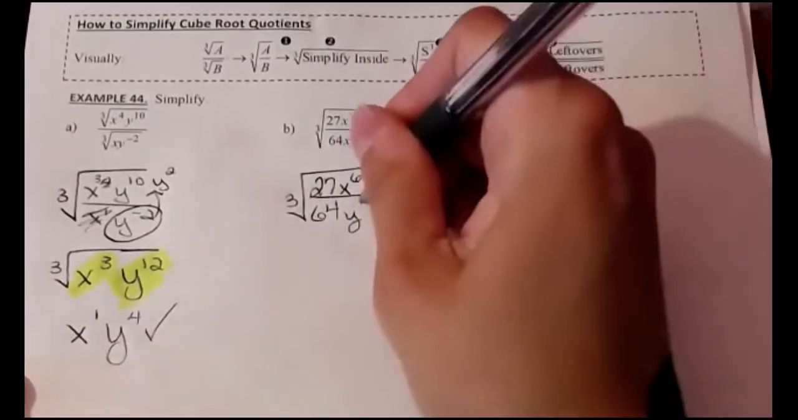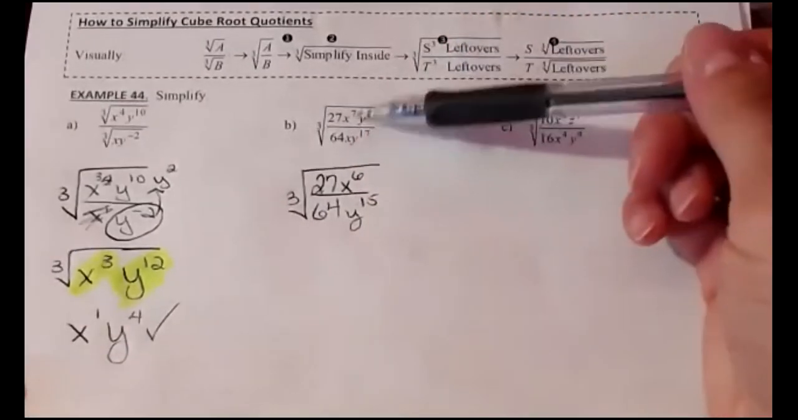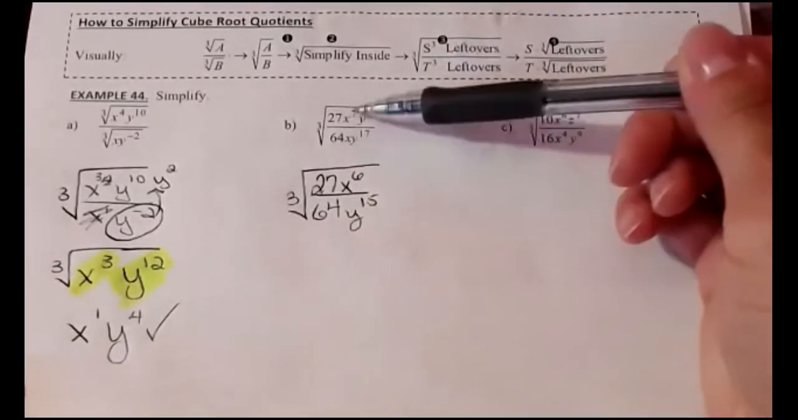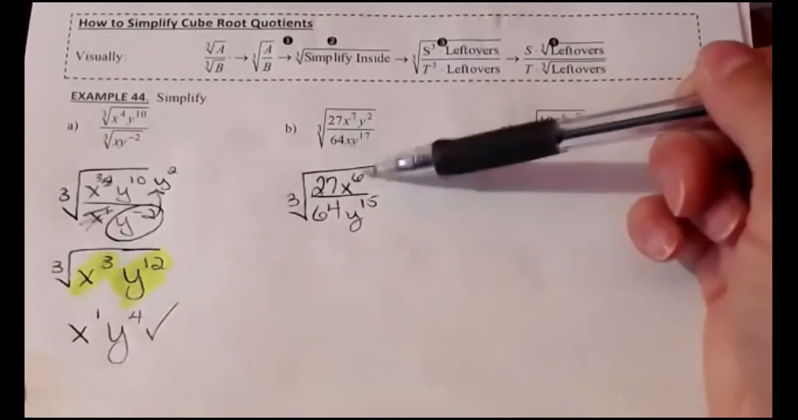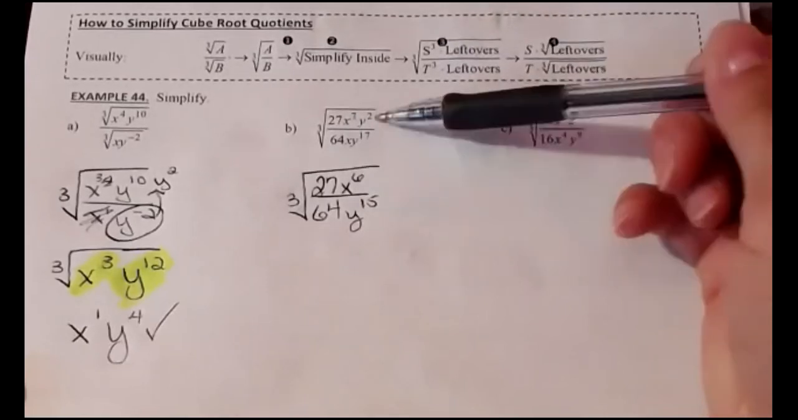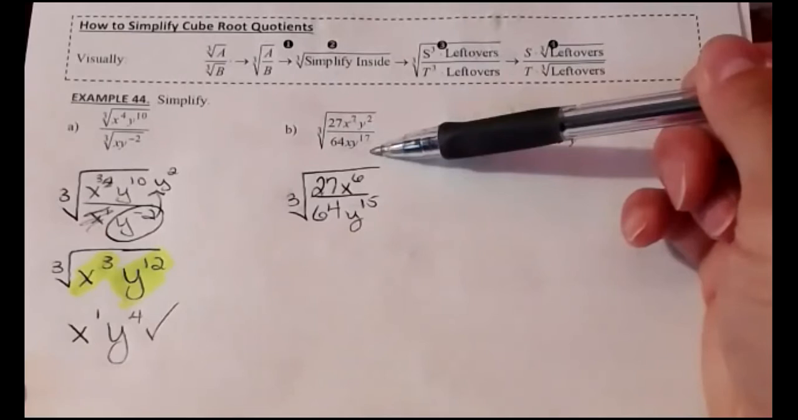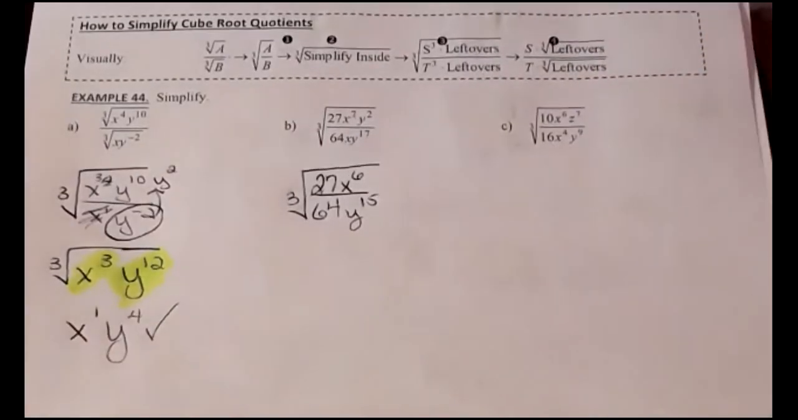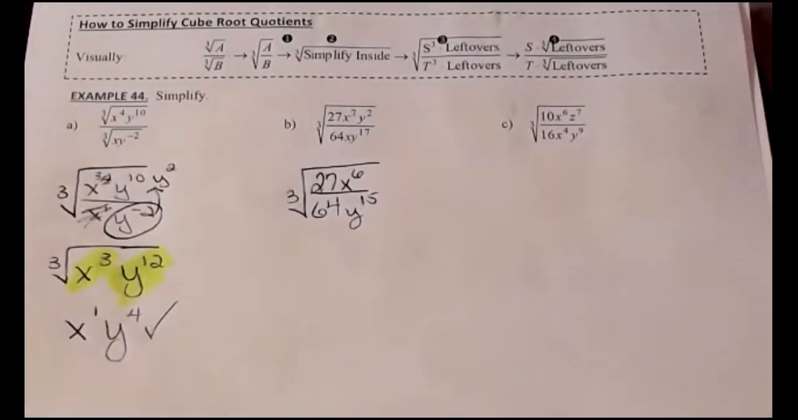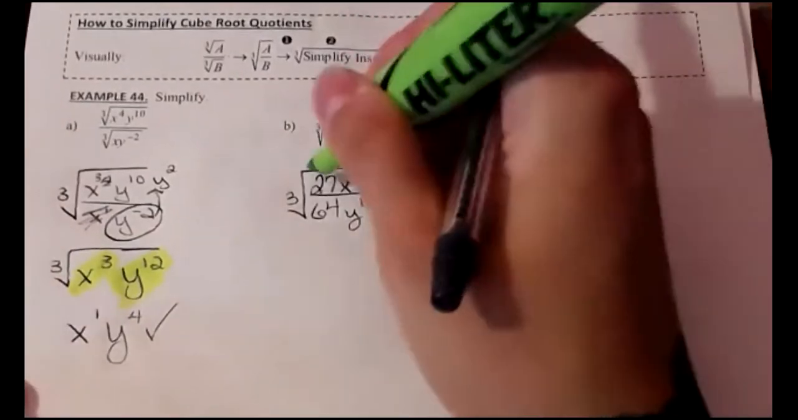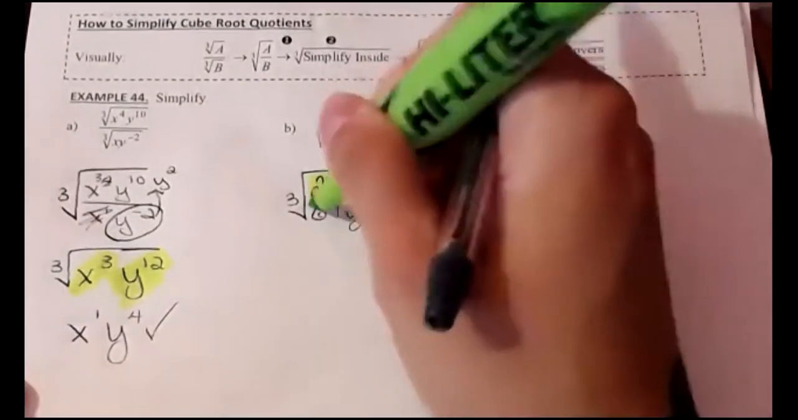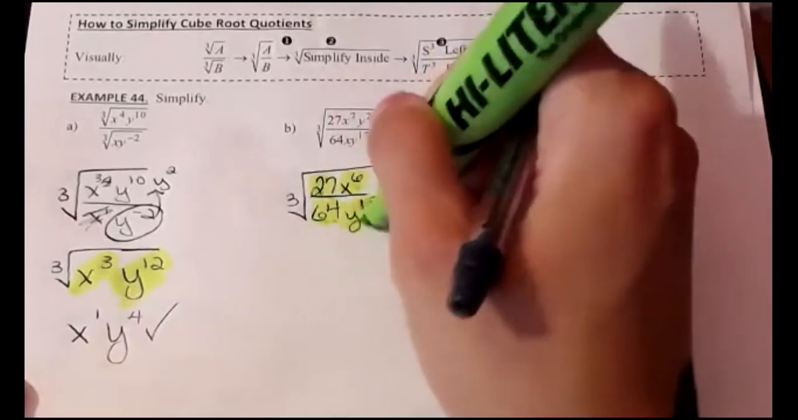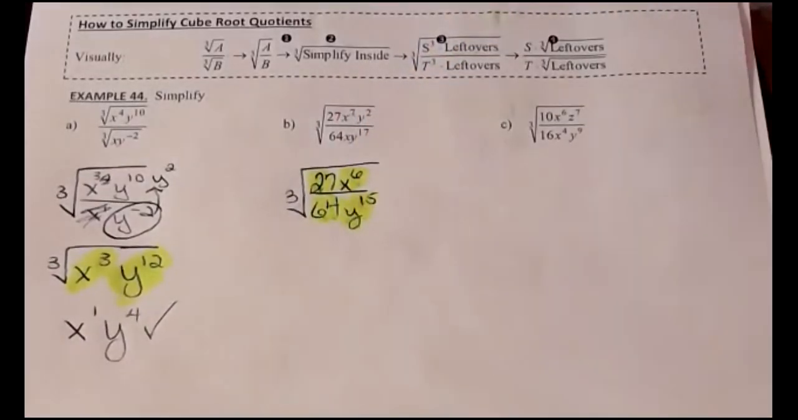Y to the 15th. Yes, perfect. All Shane did was apply the quotient rule: x to the 7th over x to the 1st, you're left with x to the 6th in the numerator. Y to the 2nd over y to the 17th, you're left with y to the 15th in the denominator. Cool. Guess what, guys? Every single base is a perfect cube. So Shane simplified this for us.